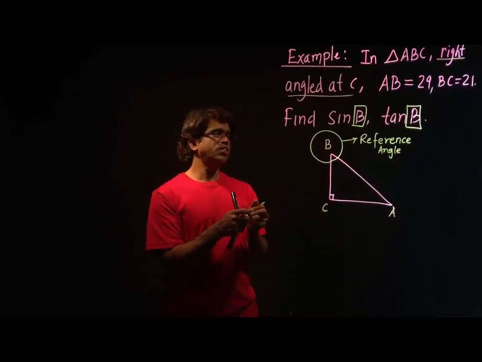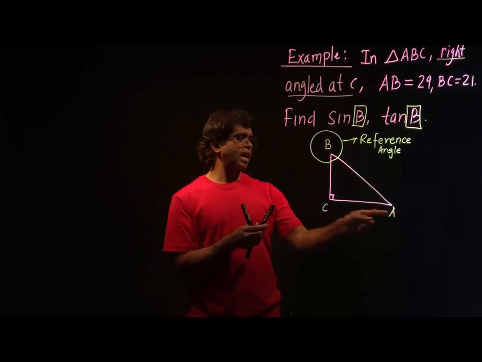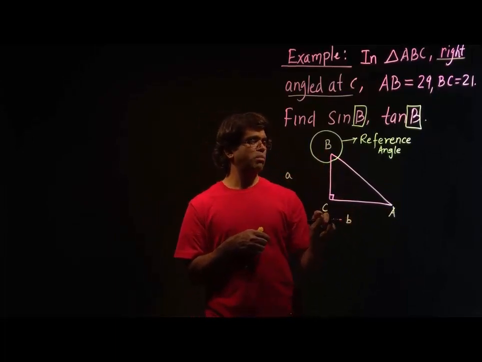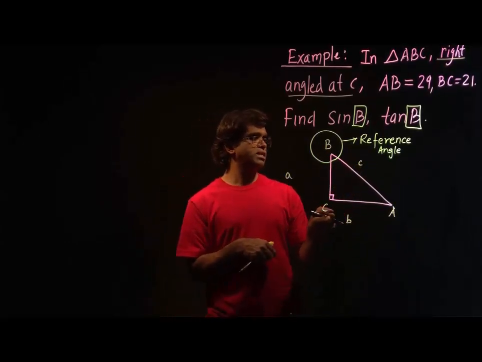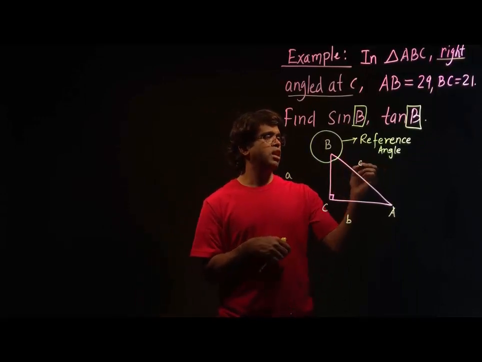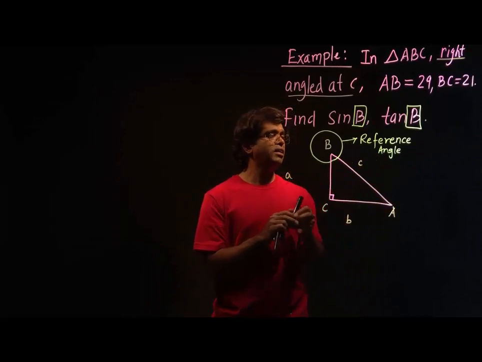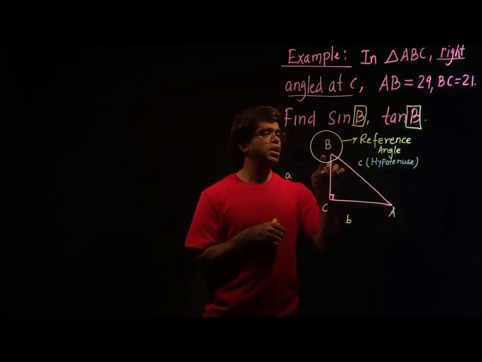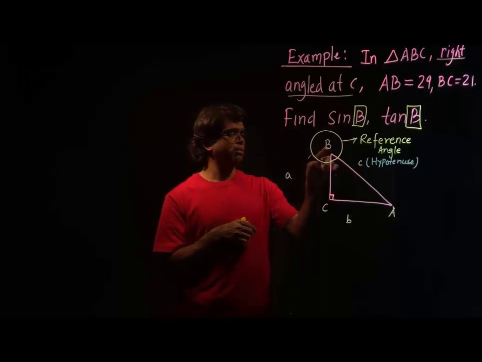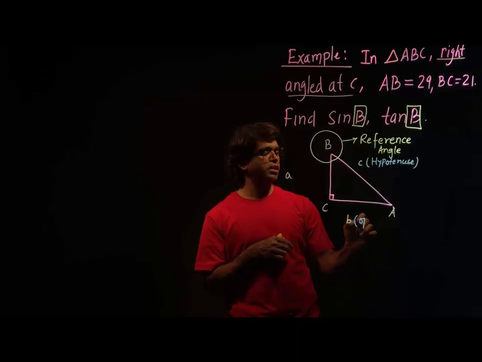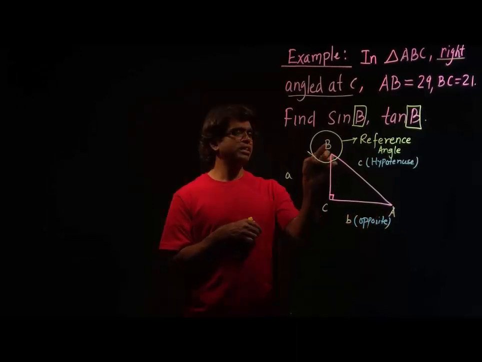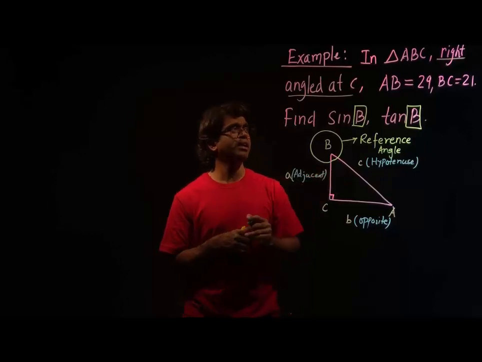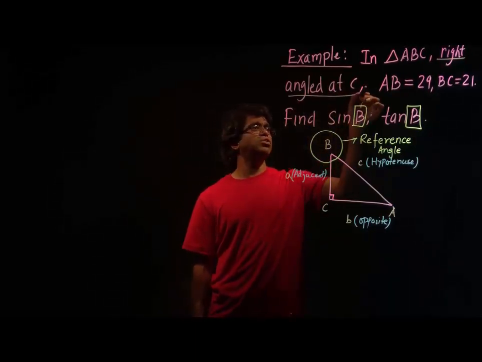Alright? So let's figure out what is a, what is b, and what is c. The side opposite to A is a, which is this side. Opposite to B is b, which is this one. And opposite to C is c, which is this one. And this one is basically my hypotenuse, because the hypotenuse is always opposite to the right angle. So c is my hypotenuse. If I'm taking B as my reference angle, then the side opposite to B will be this one, which is my opposite, right? The side next to the reference angle is a, so that will be my adjacent.